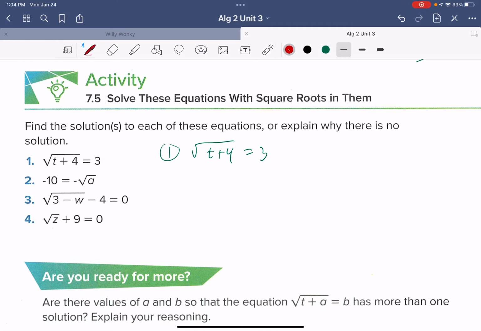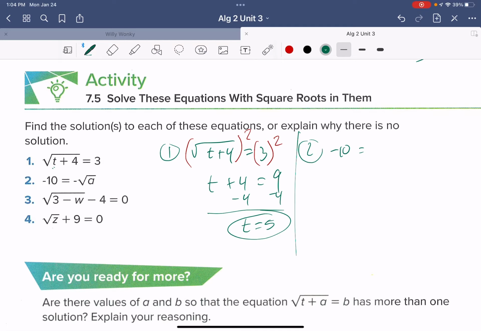Okay, square each side. Why am I squaring each side? Because squaring and square rooting are opposite operations. So then I'm going to get t plus 4 is 3 squared, which is 9. Oh, sorry, 3 squared, which is 9, not 9 squared. My bad. Subtract the 4 over, and you get t is 5. So t is 5 for that one. And it makes sense. If you put 5 back in for t, you would get 9, and then the square root of 9 is 3.